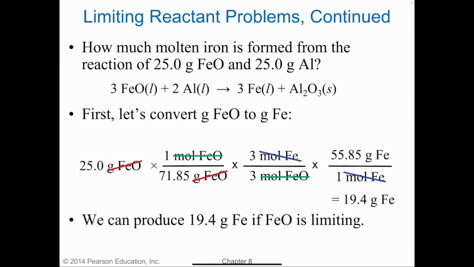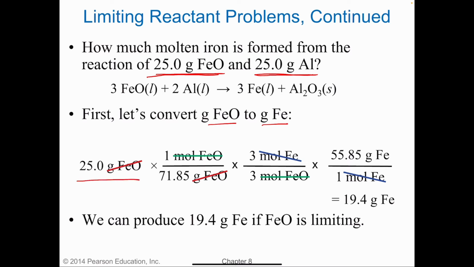So I'll do a quick example. How much molten iron is formed from the reaction where we have 25.0 grams of iron(II) oxide and 25.0 grams of aluminum? So here's our balanced reaction. First up, we're going to take each reactant and figure out how much product we would make. First we're going to figure it out from the perspective of iron(II) oxide and figure out how much iron we're going to make.